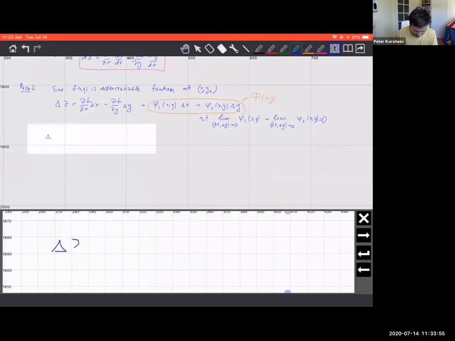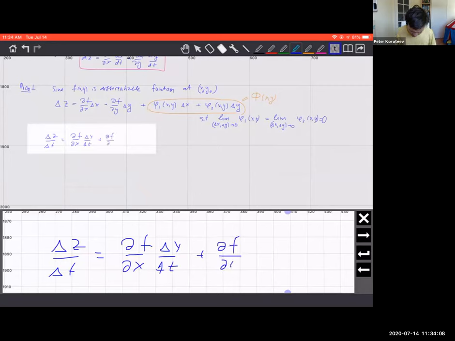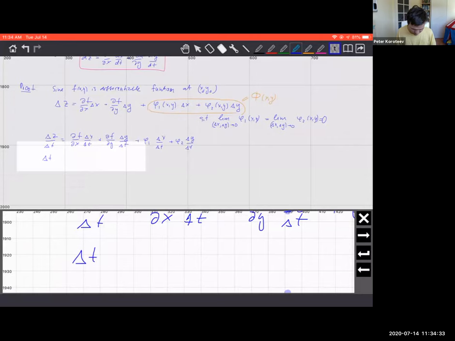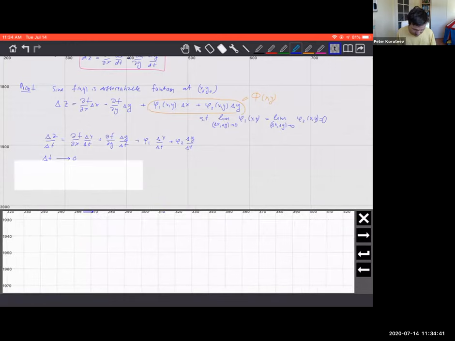Okay, now let's divide it by delta t. So delta z over delta t equals df over dx, delta x over delta t, plus df over dy, delta y over delta t, plus phi 1, like this. And then send delta t to 0. And then just collect the terms, right? So take the limit when delta t goes to 0. So here, dz over dt, by definition, is that very limit: limit of delta t goes to 0, delta z over delta t.